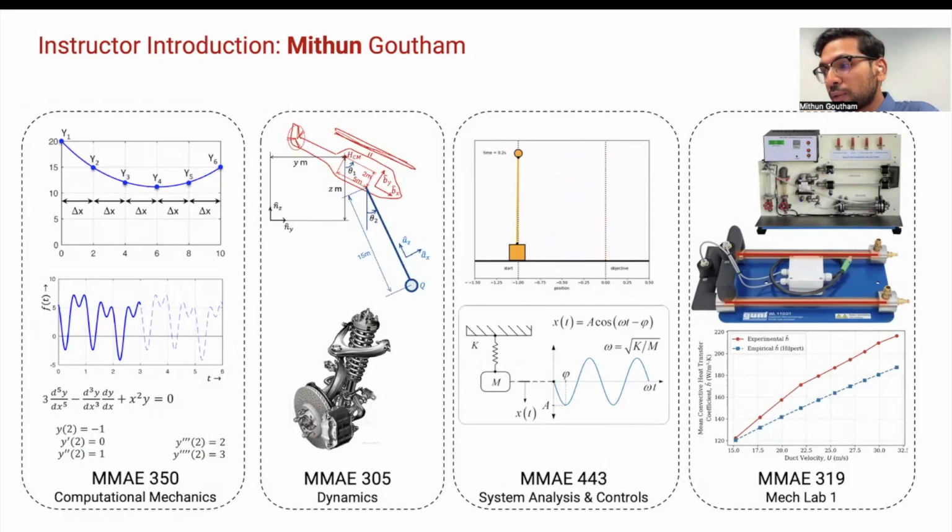In dynamics, we looked at how systems and objects interact with the real world and change based on their constraints and how they move. While in 443 system analysis and controls, we looked at how we can understand the behavior of these systems and have some mathematical expressions with which we can then characterize these systems and then control it to do what we want. In 319, it was mostly related to how the real experimental outcomes of the real world differ from the analytical expressions that we have for their behavior and how we can understand why these differences exist.